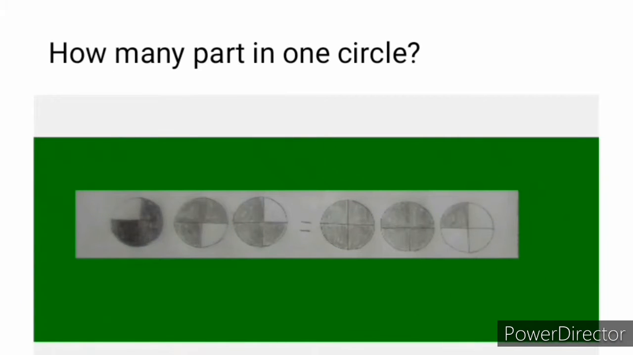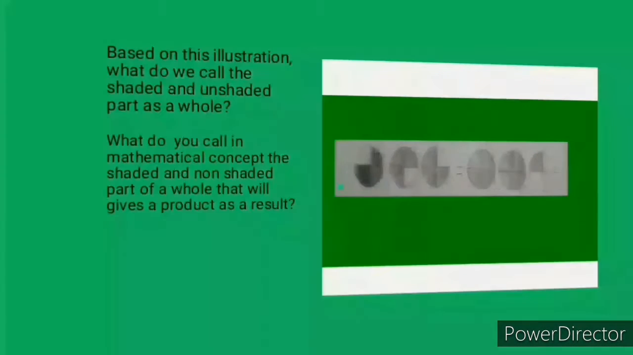How many parts in one circle? We have 4 parts in one circle. How many shaded parts in one circle? 1, 2, 3. So we have 3 shaded parts and 1 unshaded or non-shaded part. Now, based on this illustration, what do we call the shaded and non-shaded part as a whole? Yes, that is what we call fraction.